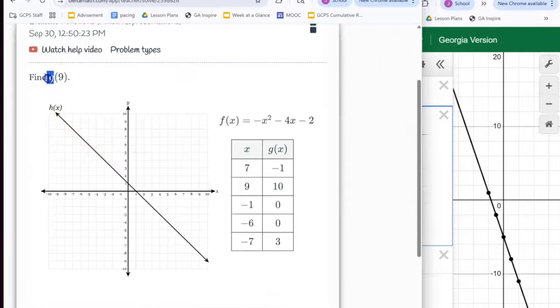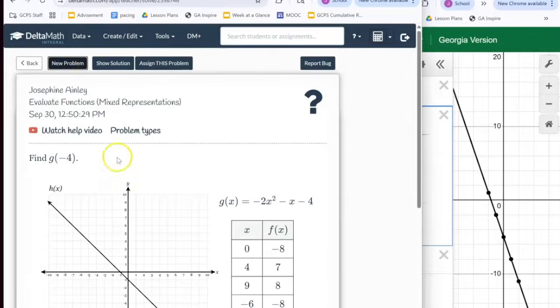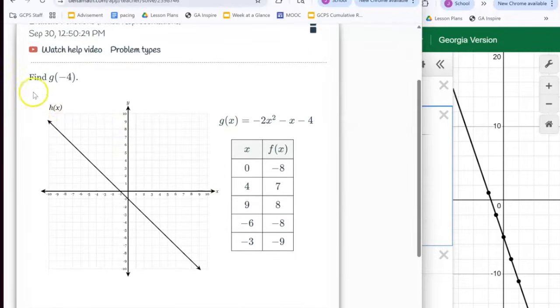This one's asking for g. G is a table. I've already done that. So I'm looking for one that's asking the equation, and this is it. So again, g. I do not look at h. I do not look at f. I only look at g.